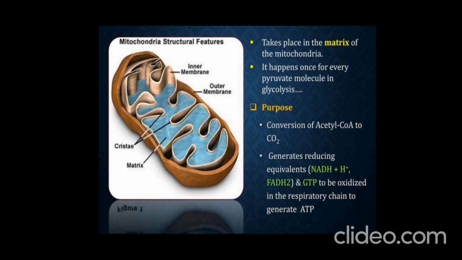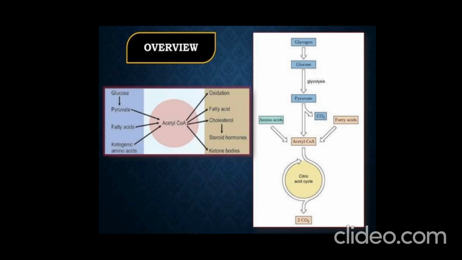From that pyruvate, acetyl-CoA is formed, and from that molecule the Krebs cycle or the TCA cycle gets started. That takes place in the matrix of the mitochondria. It happens once for every pyruvate molecule in glycolysis. Purpose: conversion of acetyl-CoA to carbon dioxide. It generates reducing equivalents such as NADH, FADH2 and GTP to be oxidized in the respiratory chain to generate ATP molecules. So here the overview of the Krebs cycle is given.